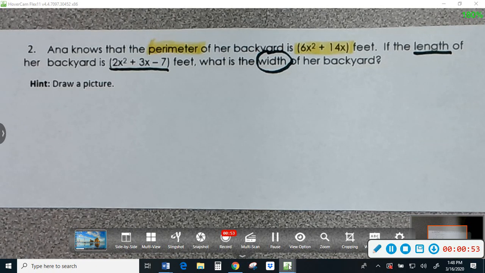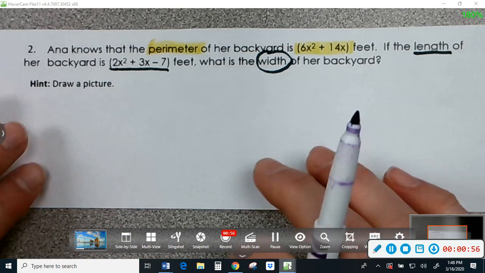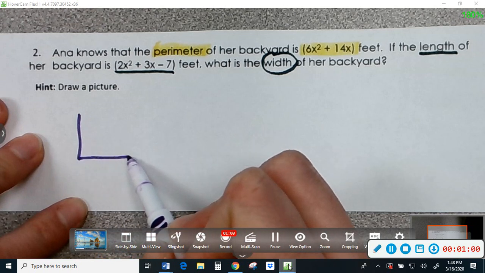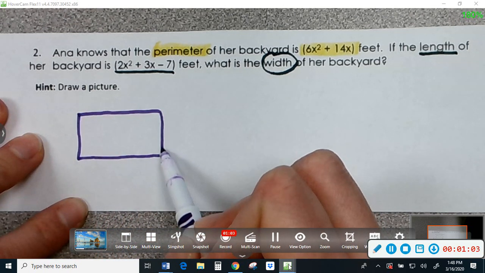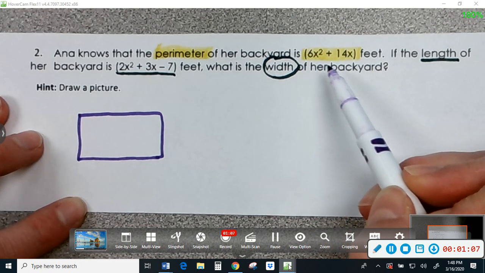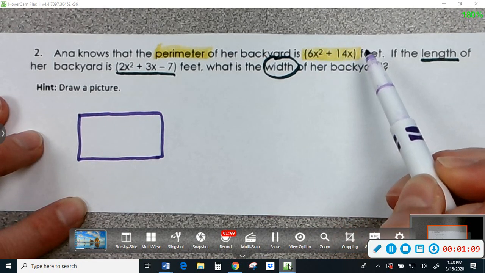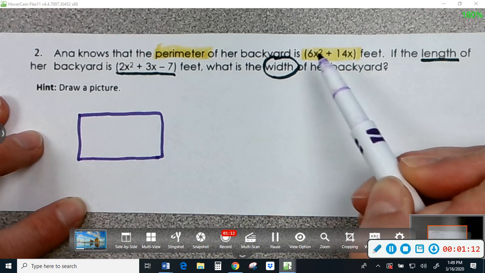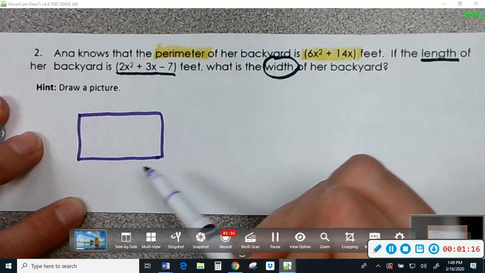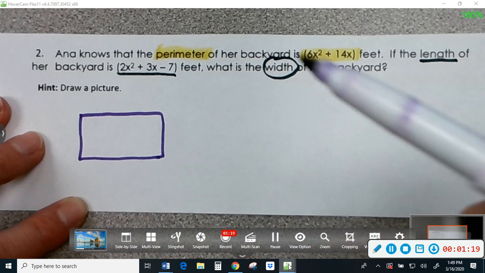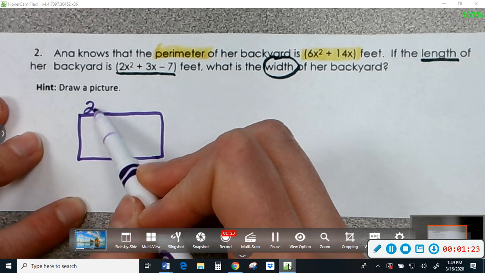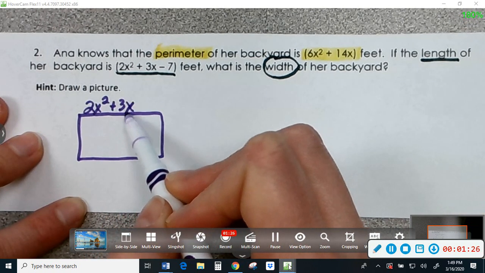Okay, so hopefully you've paused the video. If not, please do that. And if you have started the problem, hopefully you started with a picture. Okay, so if this is her backyard, again, we know the perimeter is this, so just like in number 1, this is something that we're going to look back at, because this is how many x squareds and how many x's there need to be around all 4 sides of our shape. We also were given that the length is 2x squared plus 3x minus 7.